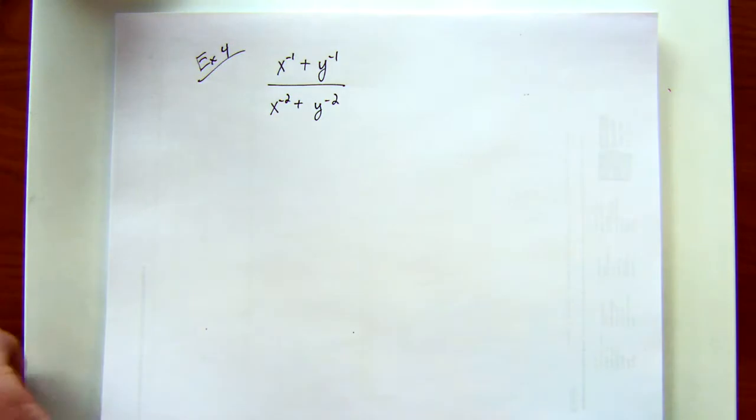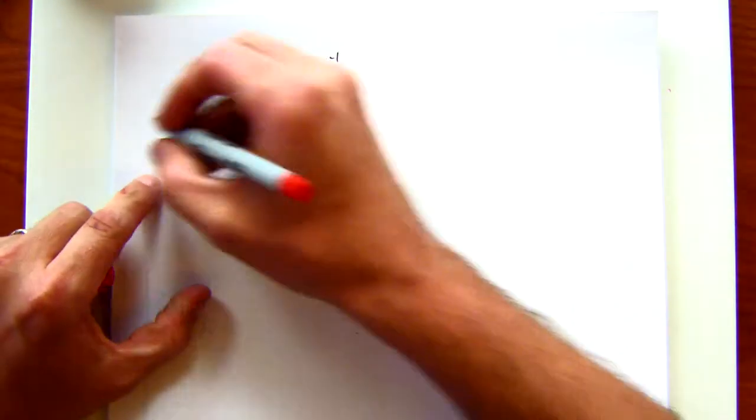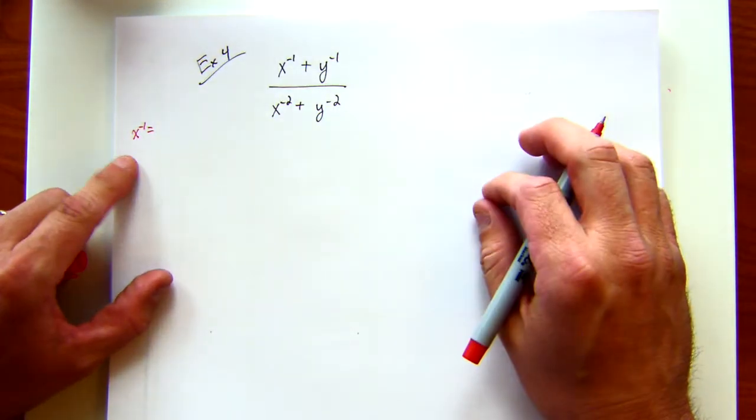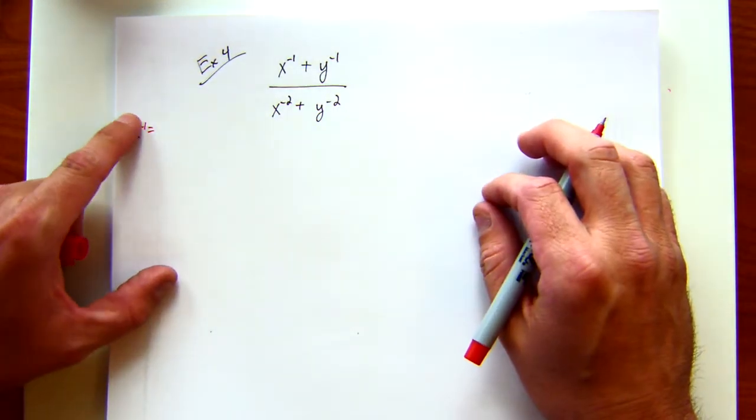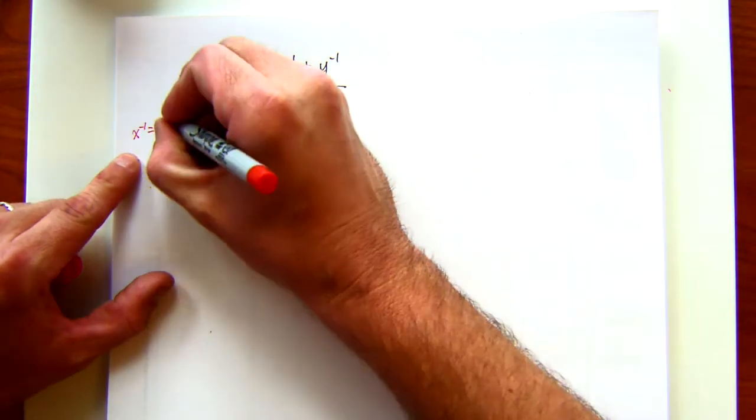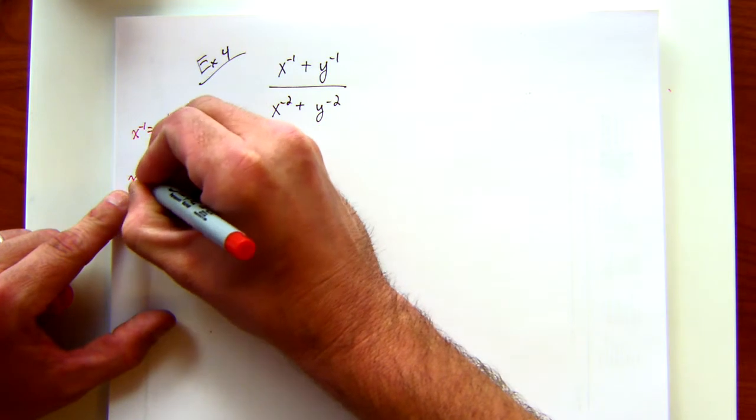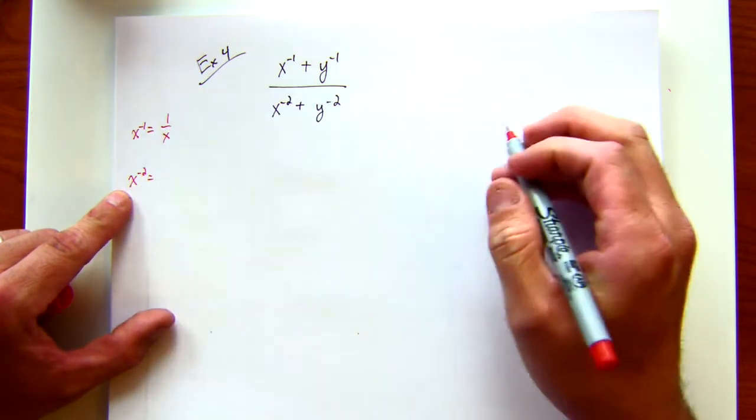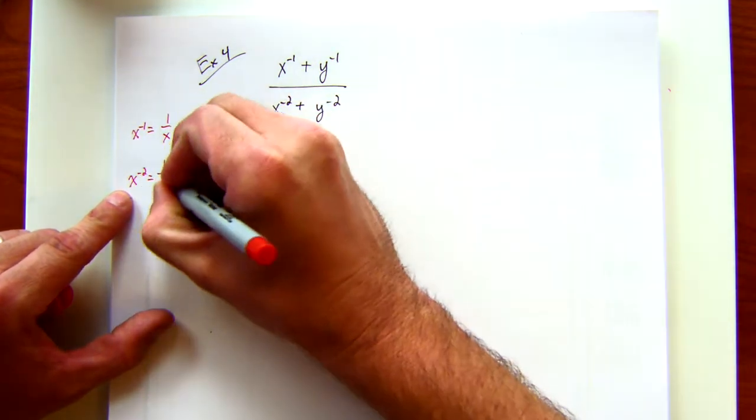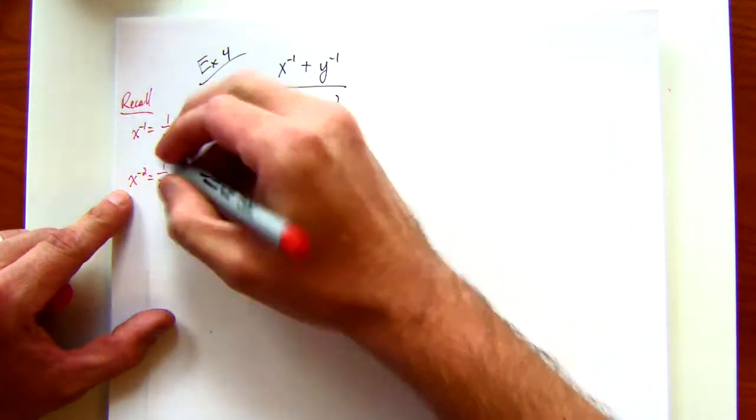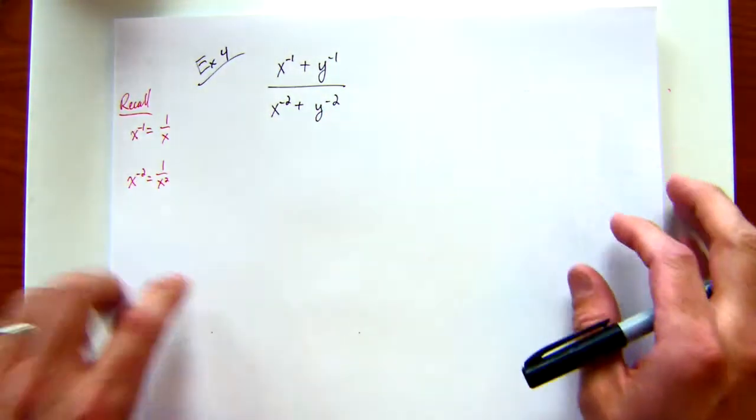So we want to remember, and I'll just recall, what is x to the negative first? It's another way to write x to the negative 1 power. 1 over x. And one more, what was a way to write x to the negative 2? 1 over x squared. So these are just recalling some rules of exponents. Using these rules, let's rewrite this fraction.